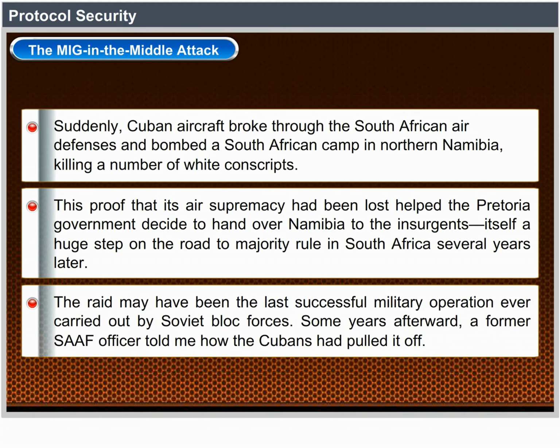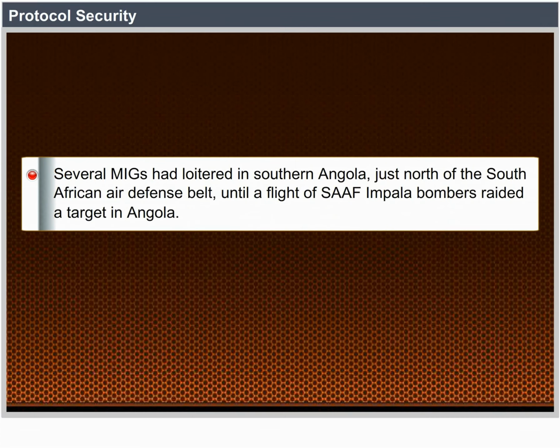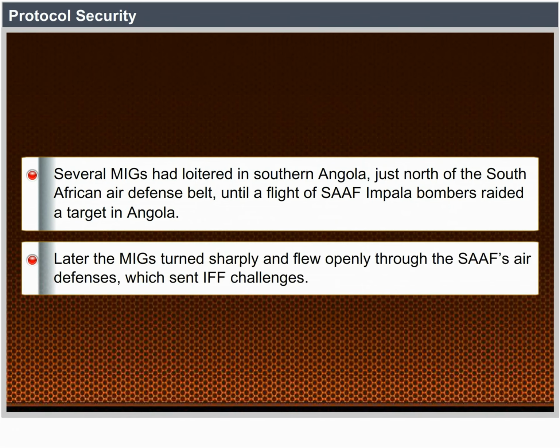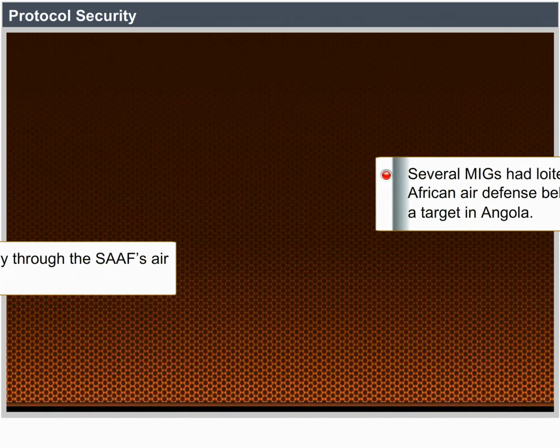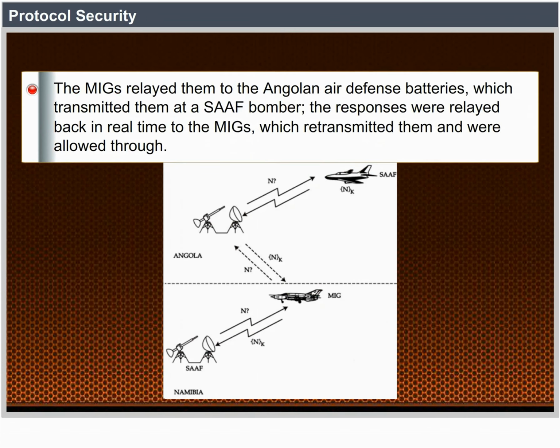Several MiGs had loitered in southern Angola, just north of the South African air defense belt, until a flight of SAAF Impala bombers raided a target in Angola. Then the MiGs turned sharply and flew openly through the SAAF's air defenses, which sent IFF challenges. The MiGs relayed them to the Angolan air defense batteries, which transmitted them at a SAAF bomber. The responses were relayed back in real time to the MiGs, which retransmitted them and were allowed through. See figure below.